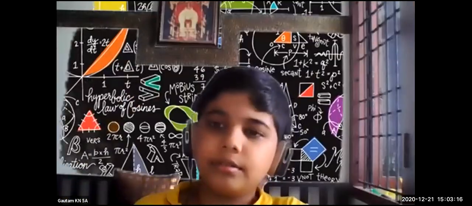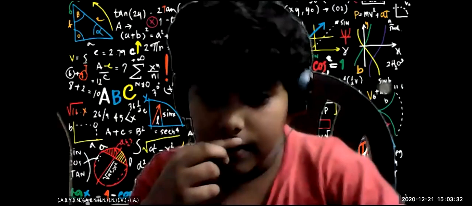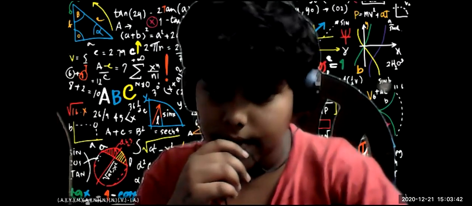For example, 5. What is the reciprocal of 5? 5 by 1 is the fraction. So the reciprocal is 1 by 5. 5 is a whole number. How can you write this 5 as a fraction? 5 by 1. So the multiplicative inverse or reciprocal will be 1 by 5. Understood?